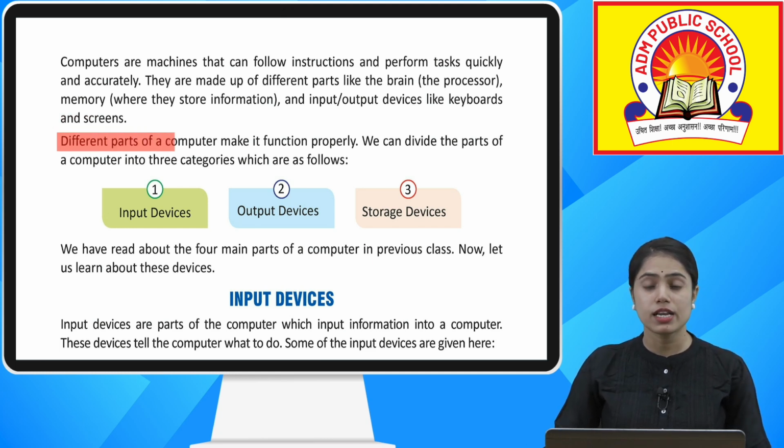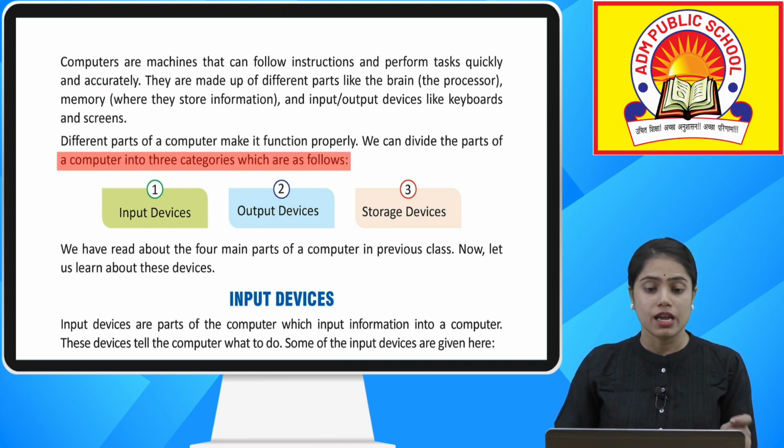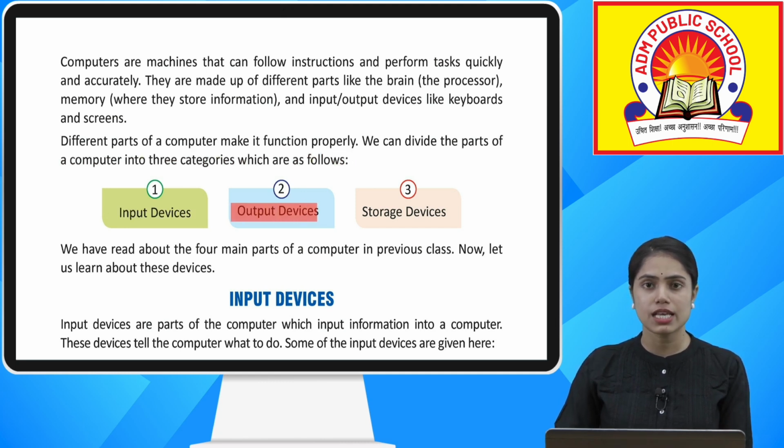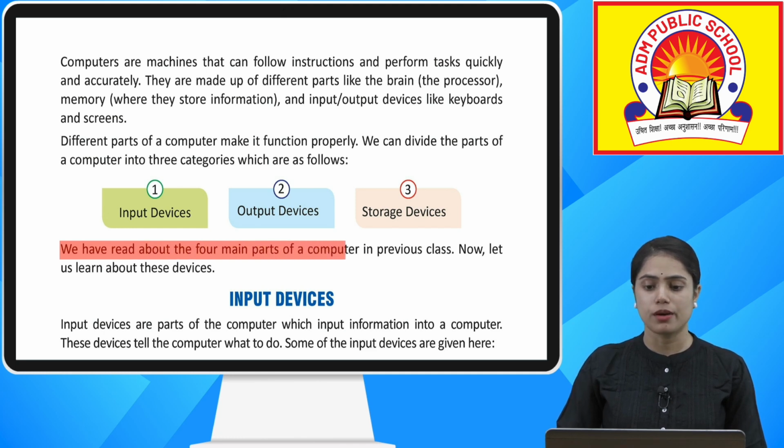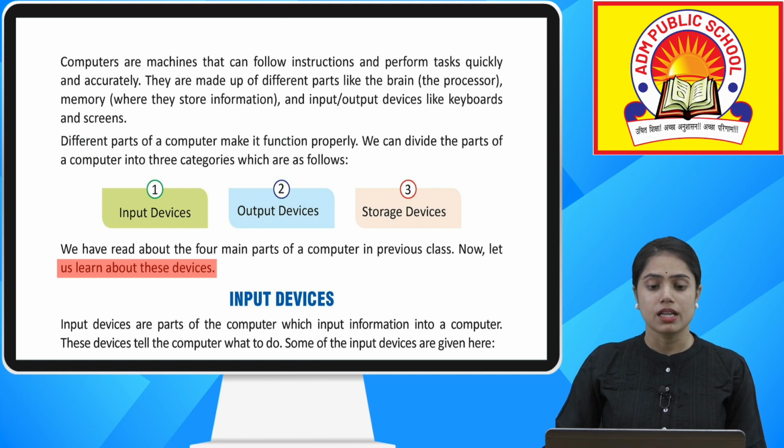Different parts of a computer make it function properly. We can divide the parts of a computer into three categories, which are as follows. We had divided in three categories, that is input devices, output devices and storage devices. We have read about the four main parts of a computer in a previous class. Now let us learn about these devices. We learned about the four main parts, but now we will learn about these devices in depth.